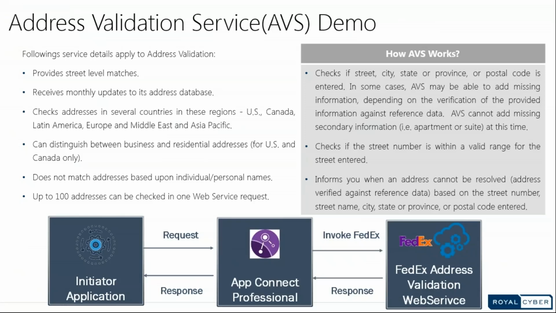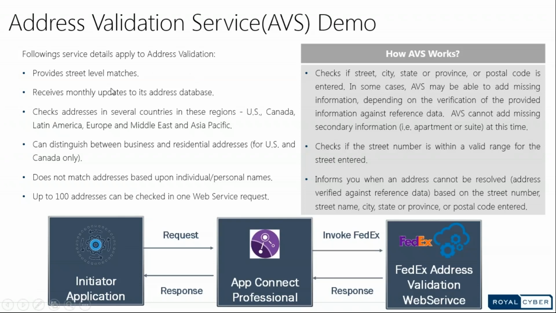So let us check the demo of the address validation service. This is a web service call which is initiated by FedEx itself. Our flow is going to be that some other initiator or application, or even the scheduler, is going to throw a request body or request to App Connect Professional. From App Connect Professional, we are going to invoke FedEx, wherein FedEx is going to do some kind of logical transformation, and it's going to throw the response back. With that response, we are going to throw the response back to the initiator. So just a quick intro about the AVS.